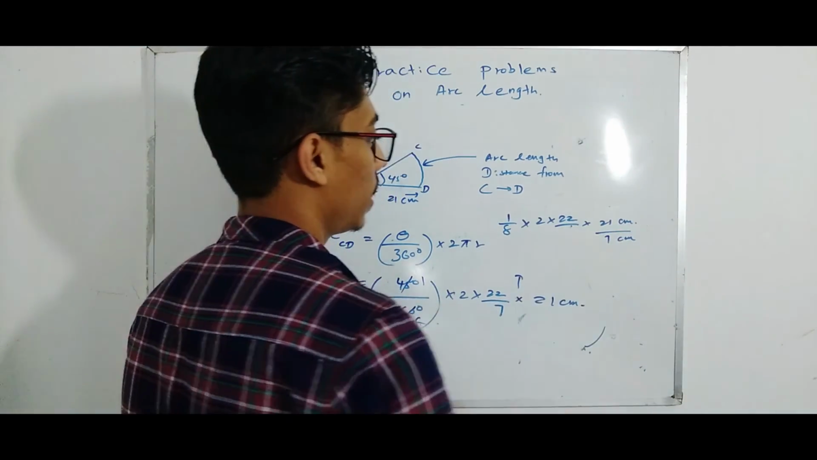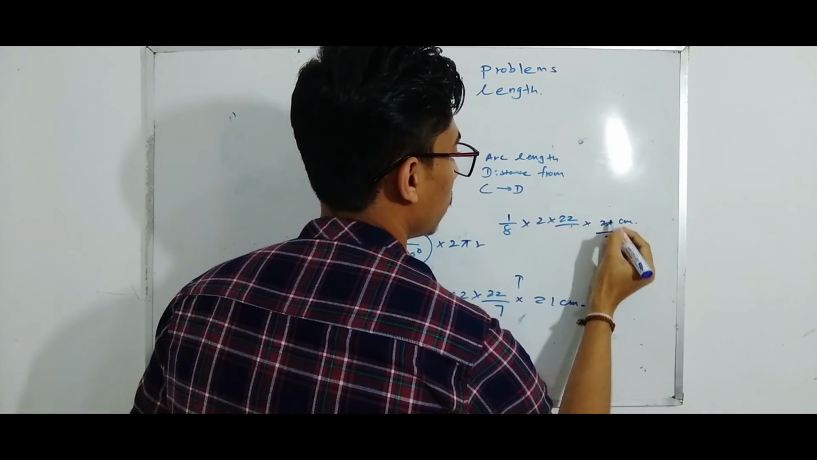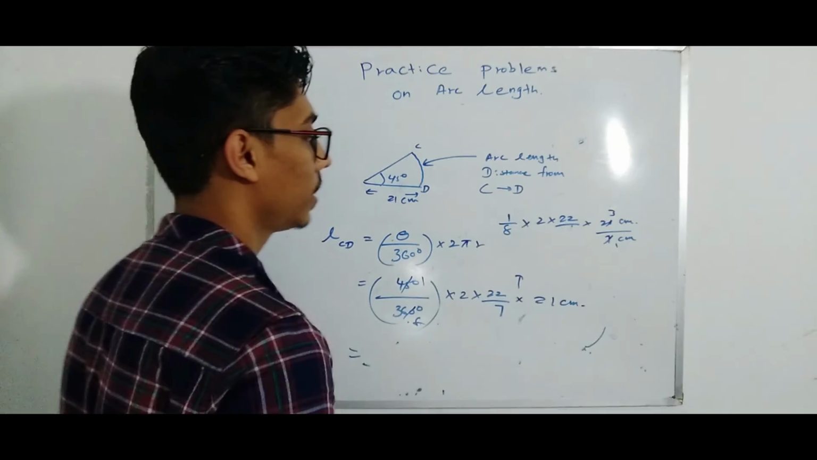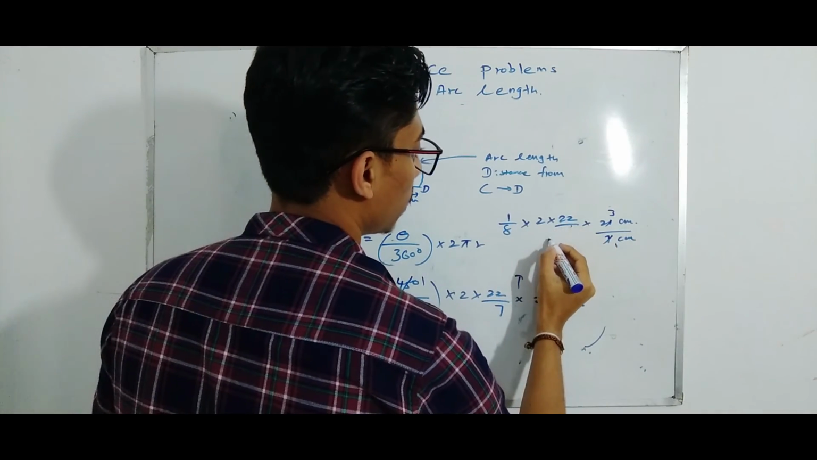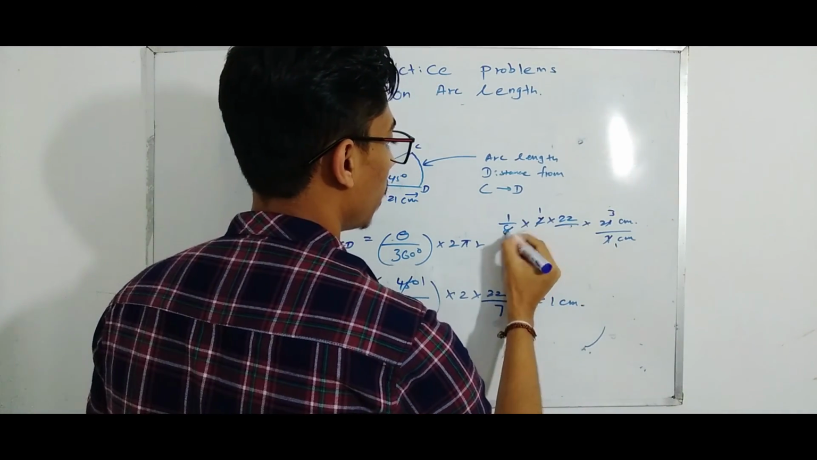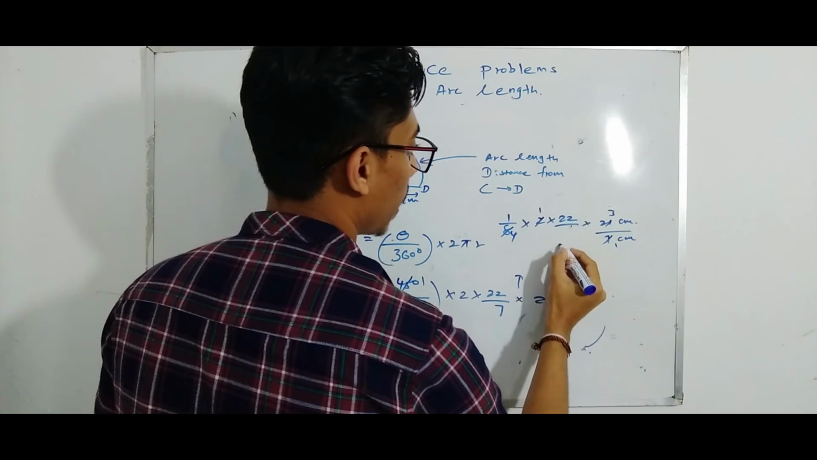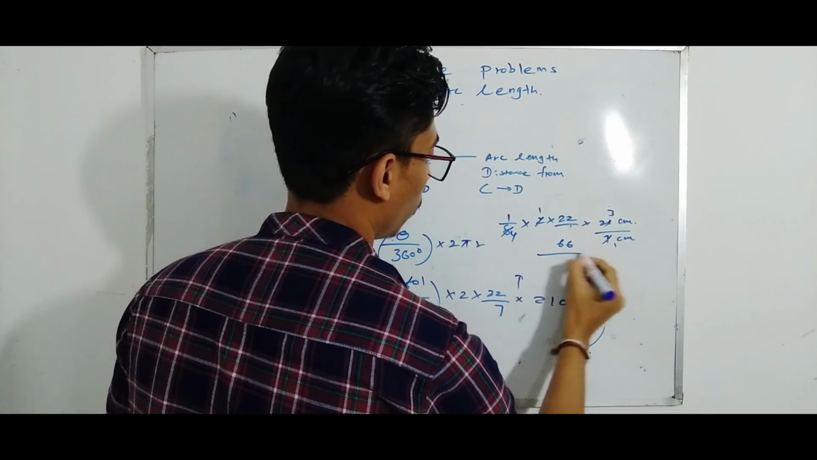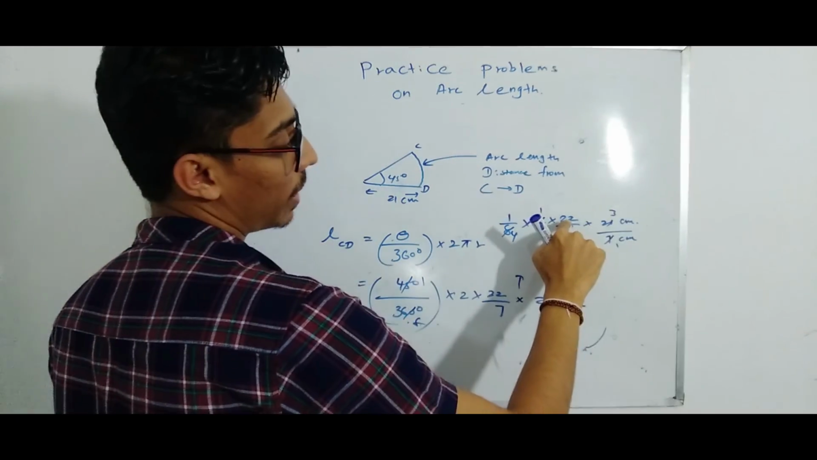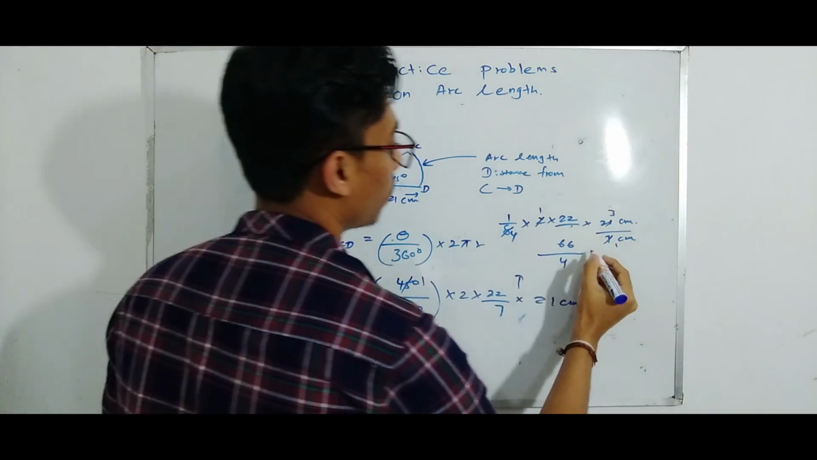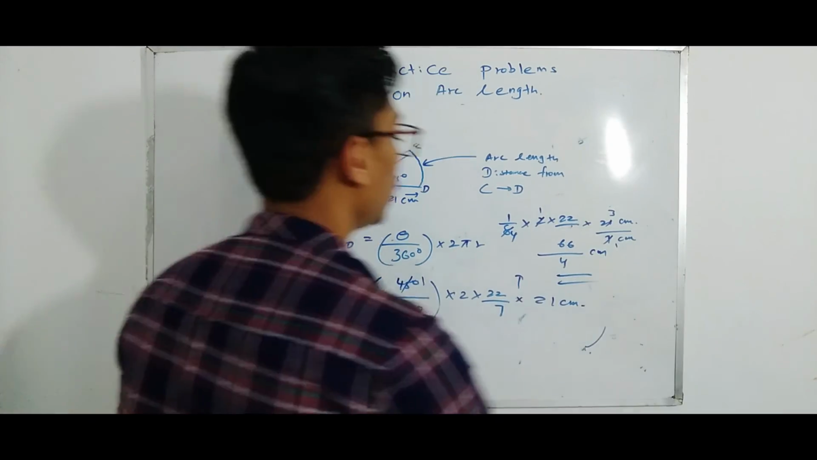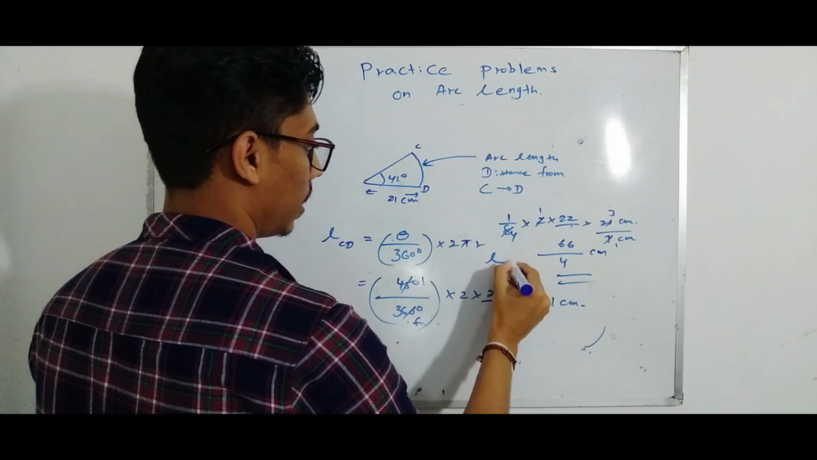I can divide 7 by 21, I get 3 here, 1 here, and I can divide 2 by 8, I get 4 here, and I have 66 over 4. I can multiply 22 by 3, that's 66, divided by 4 centimeters. So this is the length of CD.